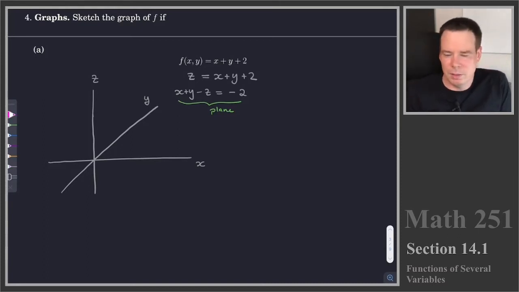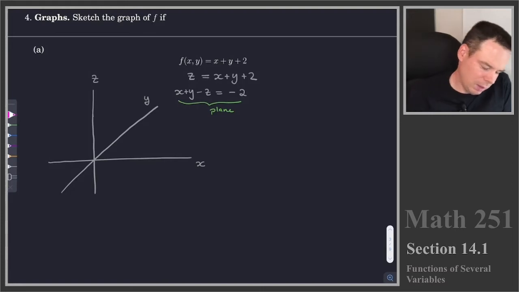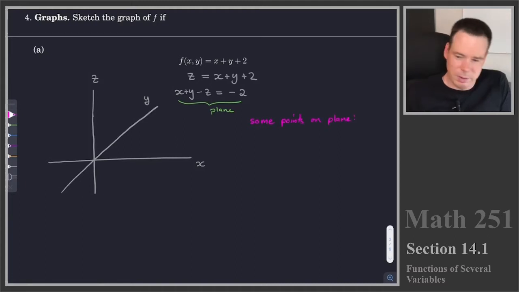So this plane, so we're trying to sketch the set of all points x, y, z that satisfy the equation z is equal to f of x, y, or we've just boiled it down now to satisfies this equation x plus y minus z equals -2. Since it's a plane, we know that we can visualize it by getting some points on it. In fact, we only really need 3 points on the plane, and that's enough to be able to visualize it. So let's find 3 points on the plane.